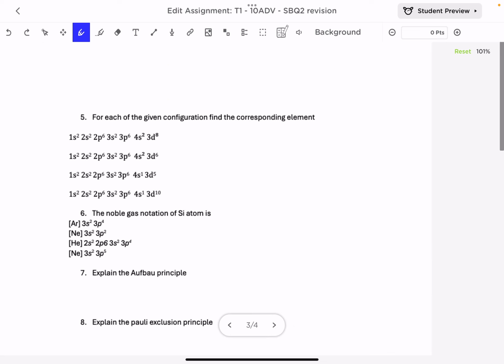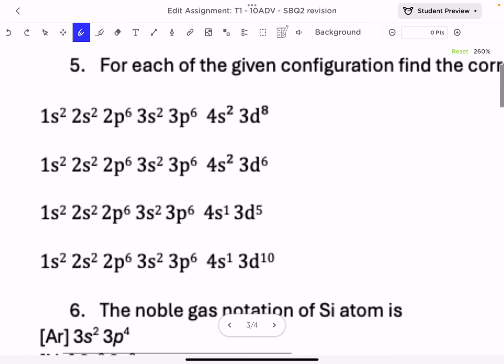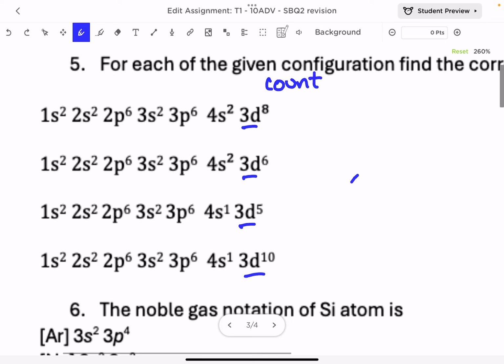Now moving on to the next question. For each of the given, find the corresponding element. If you look here, all these elements are in the D block. So I need to count for each one and find out. You count to be on the safe side, because if there is an exception, looking at D5 won't help you, and looking at D10 won't help you. You will miss the 4s1. So you need to total.